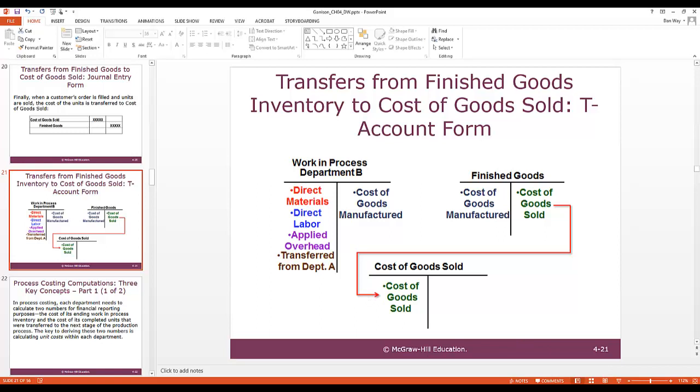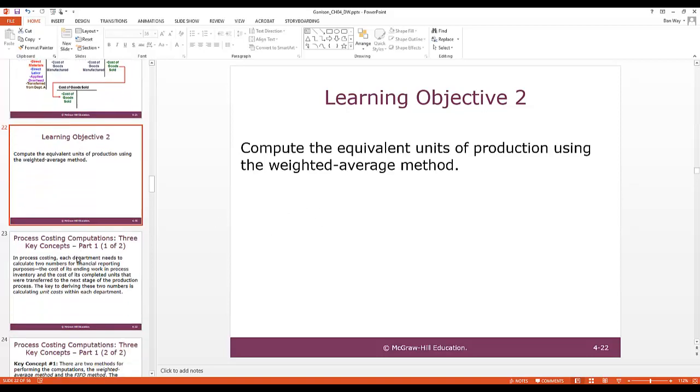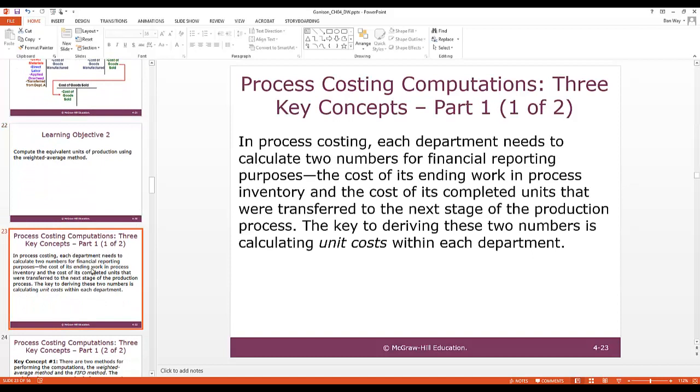So our learning objective 2 for Chapter 4 is to compute the equivalent units of production using the weighted average method. And before we do that, we want to talk about just a few key concepts related to our process costing calculations. So in process costing, each department needs to come up with a couple of numbers for financial reporting purposes. So the cost of its ending work in process inventory, that of course would show up on the balance sheet, and then the cost of its completed units that were transferred to the next stage of the production process. So the key to coming up with those numbers is calculating unit costs within each department.